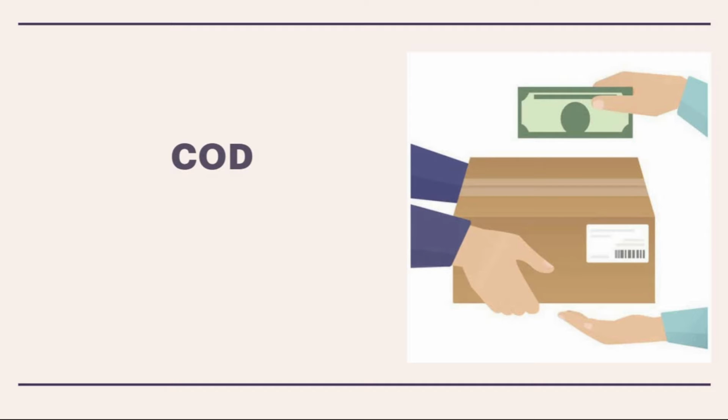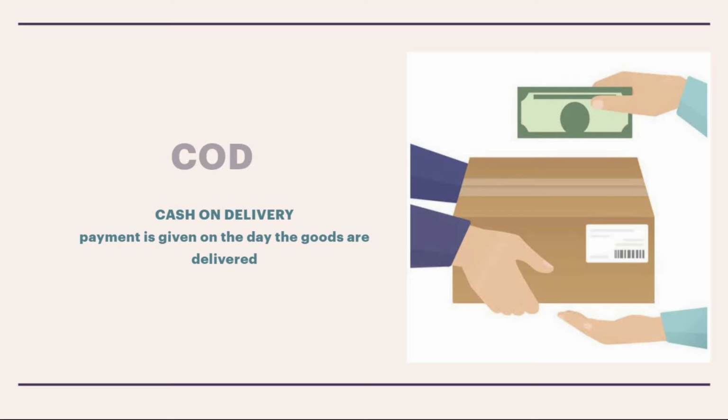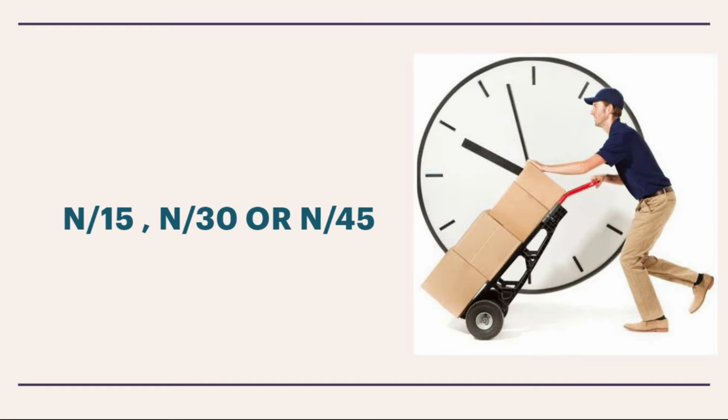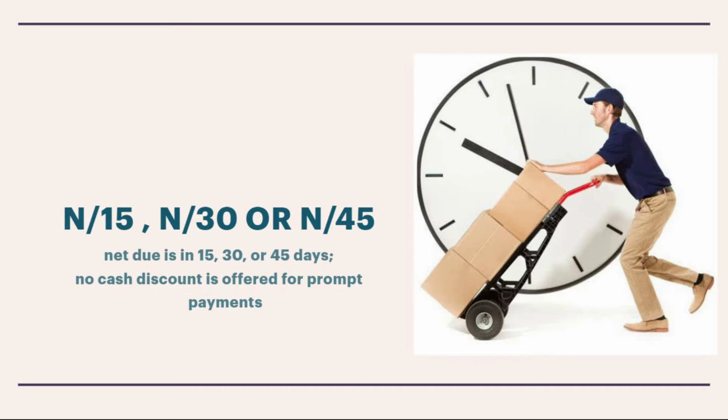The most common term of sale is the COD, or cash on delivery. This is when payment is given on the day the goods are also delivered. Another term of sale is the N/15, N/30, or N/45. It expresses that the net amount is due in 15 days, or 30 days, or 45 days. So no cash discount is offered for prompt payments.